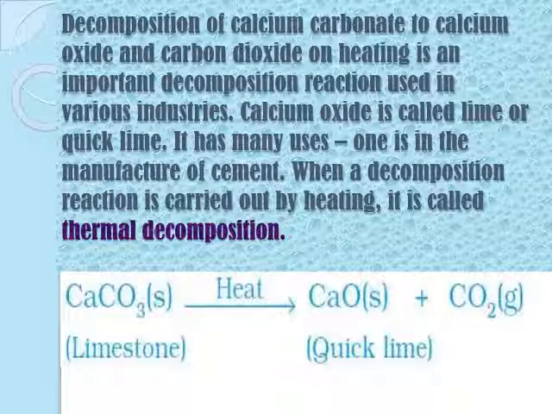Another example, the reverse of quicklime formation: limestone is heated to form quicklime and carbon dioxide. It is one way to produce carbon dioxide gas also, and we are providing the heat. That's why it is known as thermal decomposition.